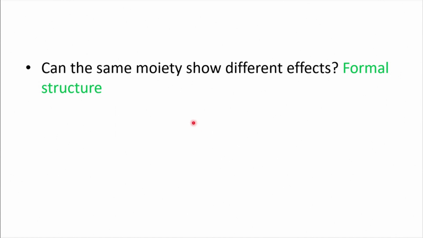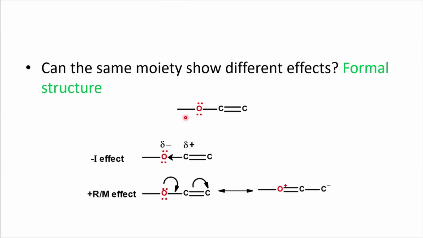Now, the next question is, can the same moiety show different effects? That means formal structures. Say, for example, if we take an oxygen-carbon bond, this is very similar to an ether, a vinylic ether type system. So, can it show different plus and minus effects? If you look at this structure, the oxygen is electronegative, so it pulls the electron towards itself through the minus I effect, but the same oxygen can also donate electrons through the plus R or plus M effect. So, the same group can show different types of effects.